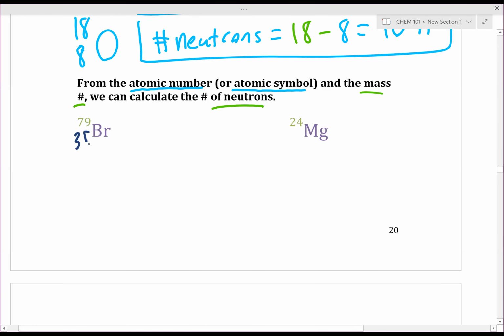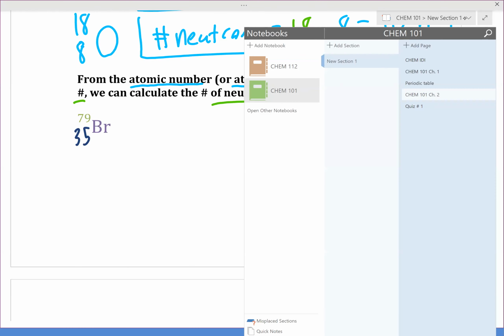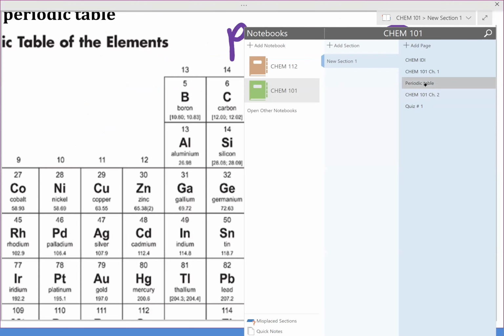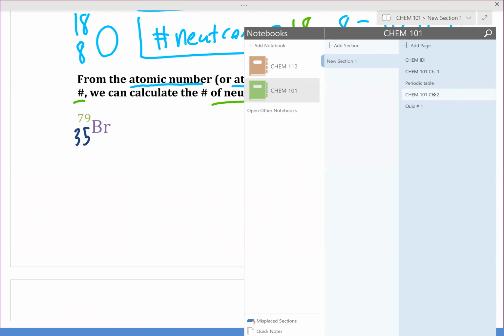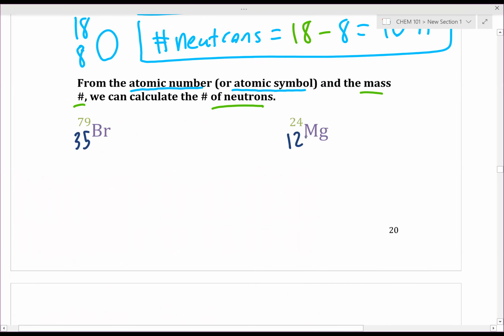Okay. Doing the same thing for magnesium, breaking out our periodic table. If we find magnesium, what is magnesium's atomic number? 12. Okay, perfect. So from here, we know that the number of neutrons is equal to the mass number minus the number of protons.